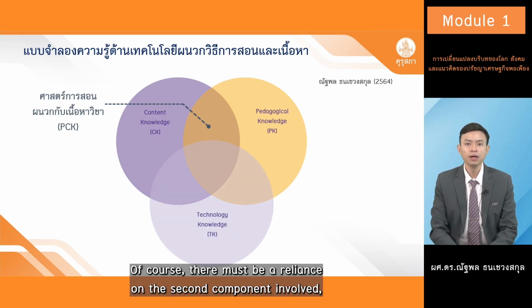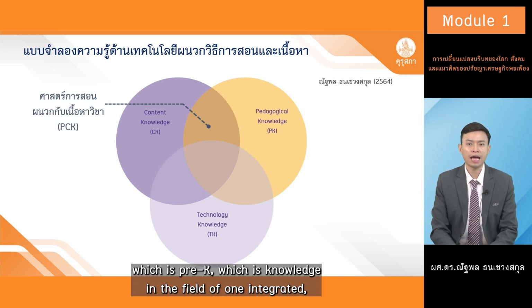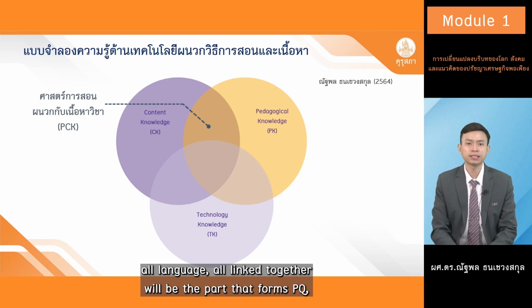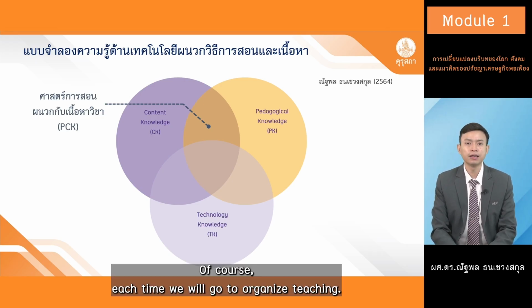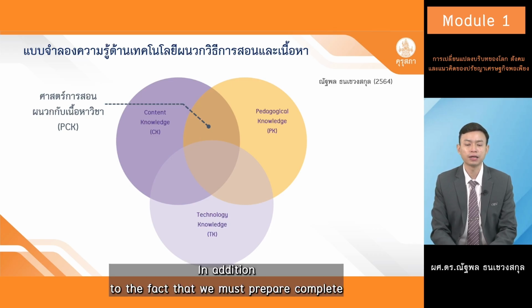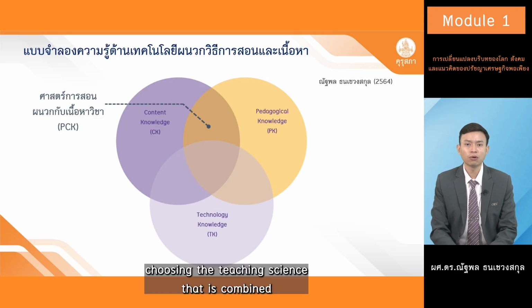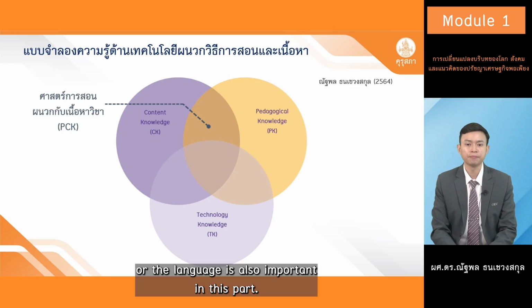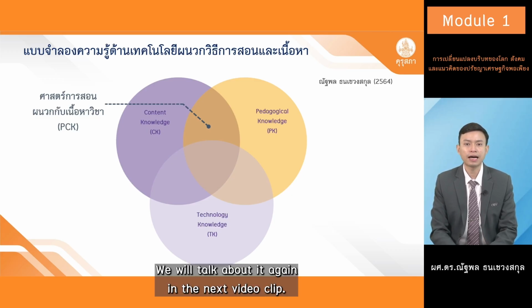Of course, there must be a reliance on the second component, pedagogical knowledge, which is PK, knowledge in the field of teaching science. When integrated or linked together, it forms PCK, which is teaching science combined with course content. Of course, each time we organize teaching, in addition to preparing complete and correct content to suit the teaching and learning at that time, choosing the teaching science that is combined is also important in this part. We will talk about it again in the next video clip.